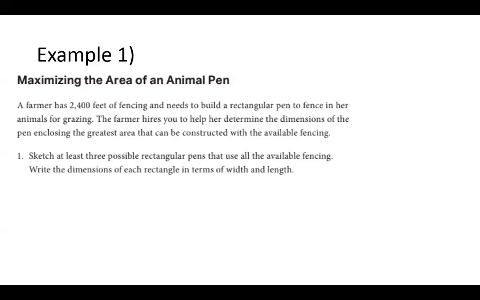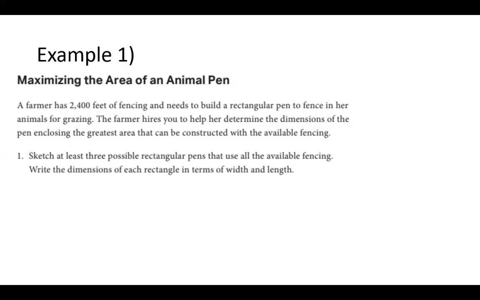So, maximizing the area of an animal pen. We have a farmer here, and this farmer has 2,400 feet of fencing and needs to build a rectangular pen to fence in her animal for grazing. The farmer hires you to help her determine the dimensions of the pen, enclosing the greatest area that can be constructed with the available fencing.